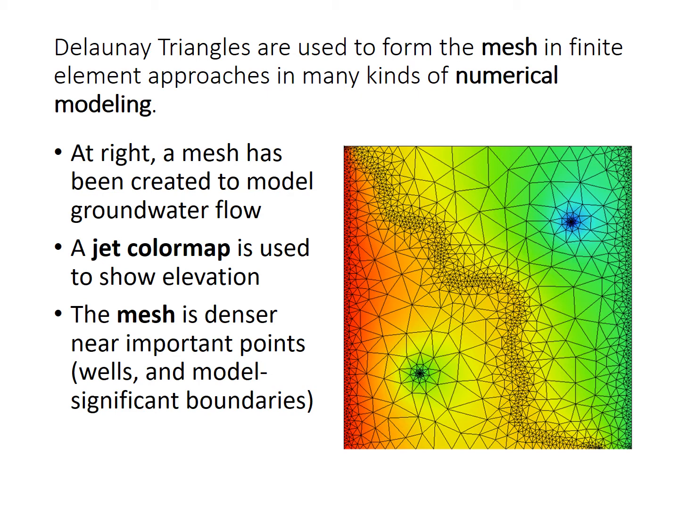In this case, this was a mesh that was made to model groundwater flow. We used a jet color map that goes from blue to green to yellow to red to show elevation. One of the things you'll notice is that the triangles themselves can vary quite a bit in size. So you can create more triangles where you want finer resolution, and have larger triangles where coarser resolution is fine.